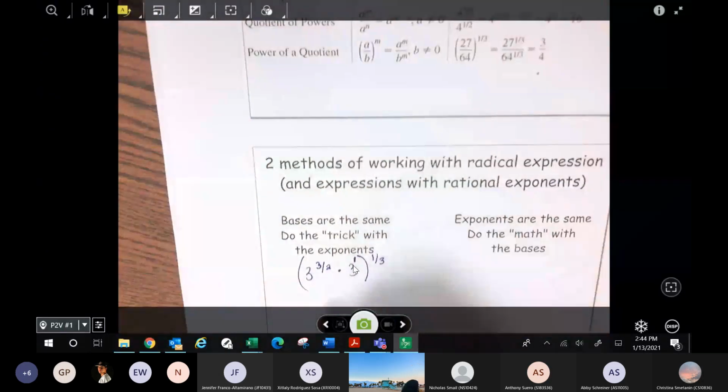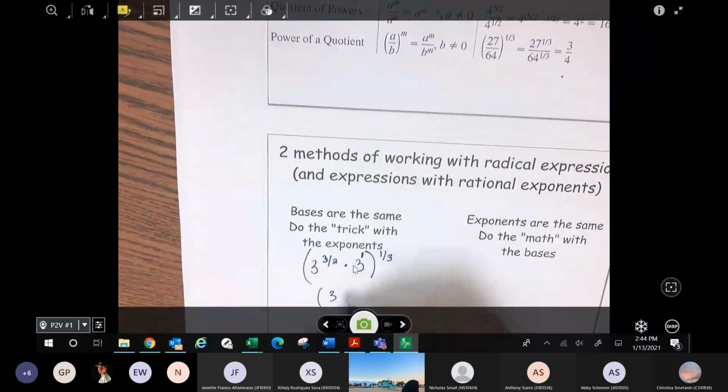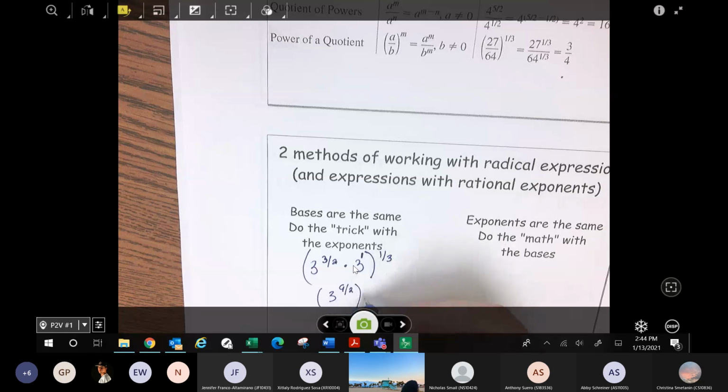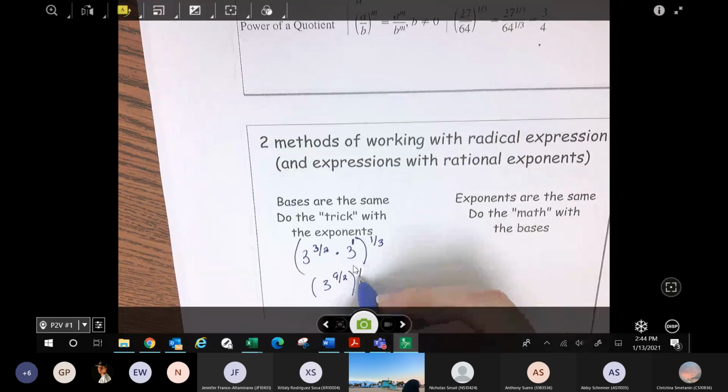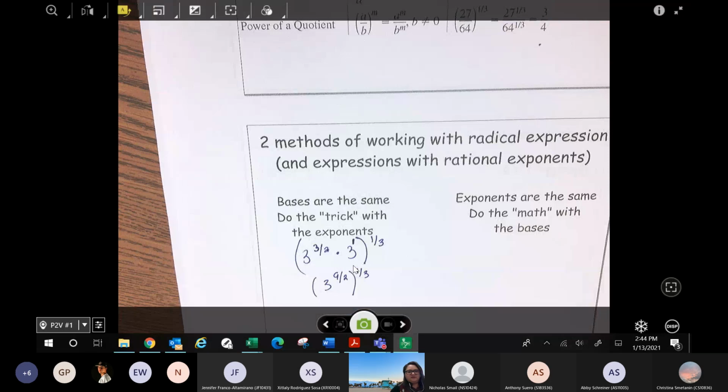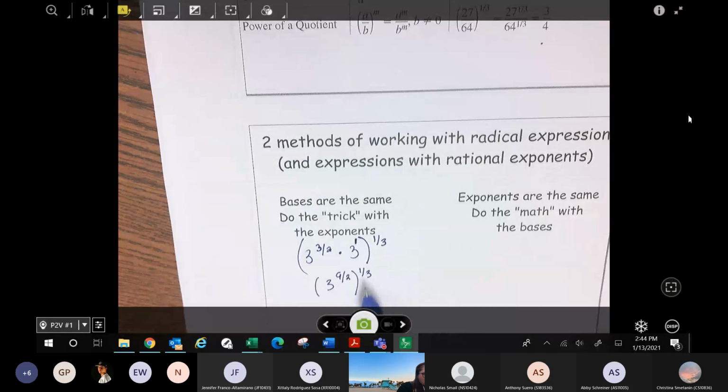So you're going to use this calculator for fractions. They are great. So this keeps the base the same. And then what is 3 halves plus 1? If you type that in the calculator, you should get 9 halves. Okay. And then that is all raised to the 1/3 power. And now this is just a power of a power. You're just multiplying those exponents.